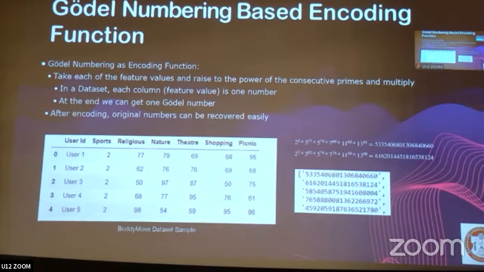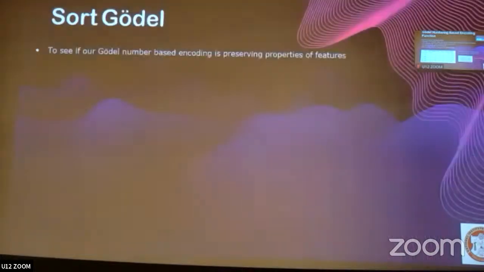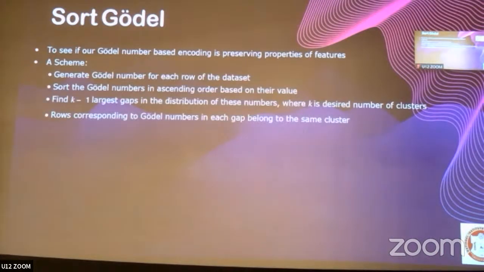Now this is one way of converting it into Gödel numbers. Once we have done it, our problem is whether the conversion is still preserving the properties or not, because that was the reason why we moved to the Gödel numbering scheme. For that, we did a very simple test. We generated all the Gödel numbers and just sorted them. Then, depending on how many clusters we want to find, we found the gaps between the sequence of numbers. Without going through any clustering algorithm, we just took those numbers as one cluster, the next gap as another cluster, and so on.